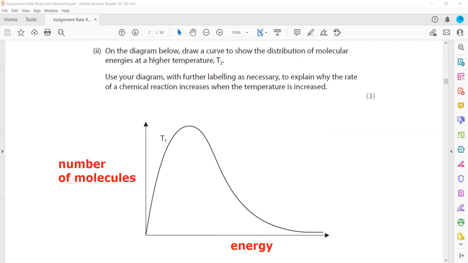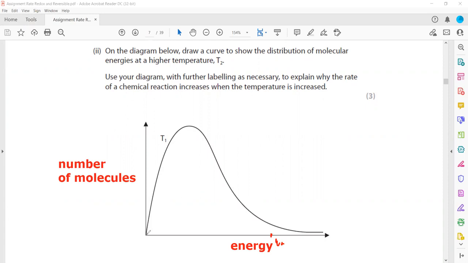On the diagram below, draw a curve to show the distribution of molecular energy at higher temperature. So what will happen at higher temperature, and use your diagram with a further label as necessary. Explain why the rate of chemical reaction has increased. So what is the reason? What will be the another label? We'll add another label, that is activation energy. So the particles which are after activation energy, they are actually reacting and forming a product.